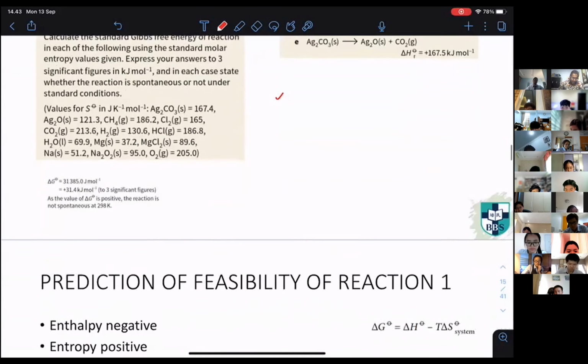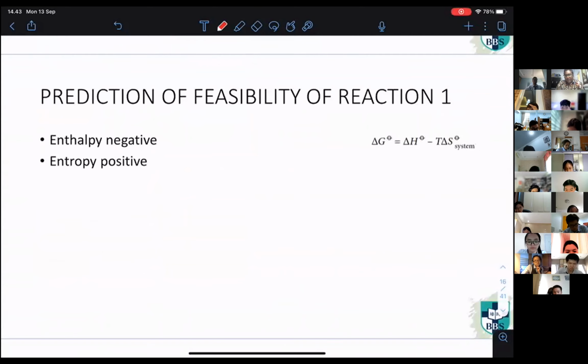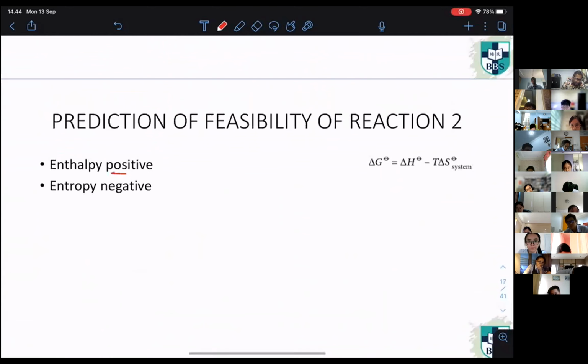Now, prediction of feasibility of the reaction. I think it's good to recall everything back. So there are 4 conditions. You see enthalpy change that is negative, entropy that is positive. Do remember, if you have different signs, what you need to remember, the first thing in your head: different signs must be easy. I want you to remember this. Different signs must be easy. You see here, different signs, I want you to remember it's easy. That's the first thing.